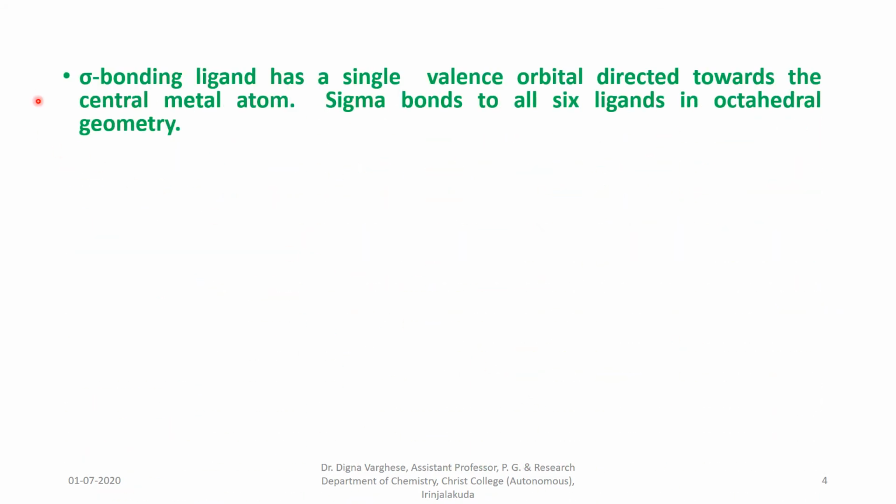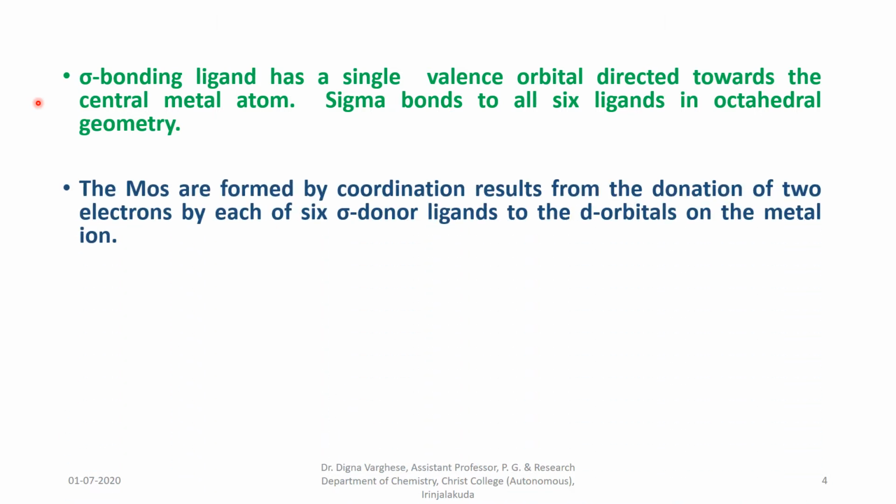A sigma bonding ligand has a single valence orbital directed towards the central metal atom. The metal forms sigma bonds to all 6 ligands in octahedral geometry. The molecular orbitals formed by coordination result from the donation of 2 electrons by each of the 6 donor ligands to the d orbitals on the metal ion.